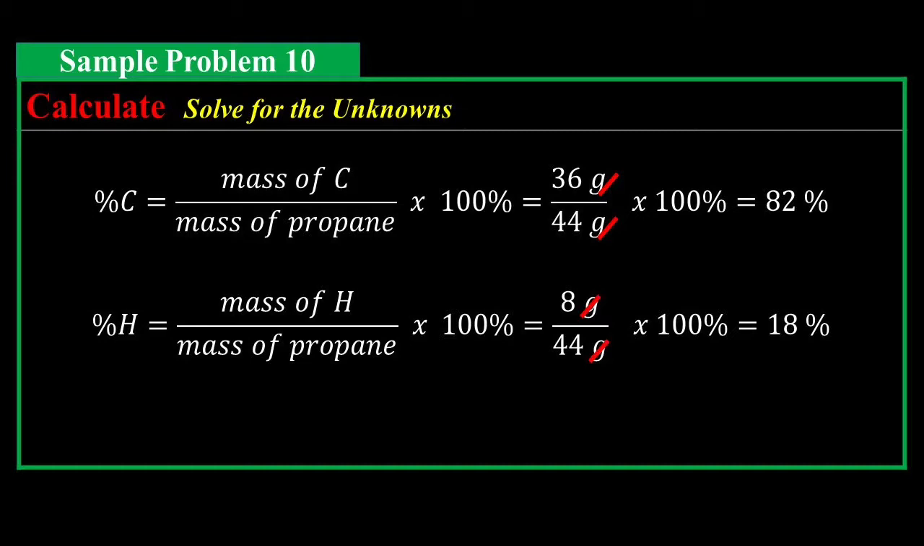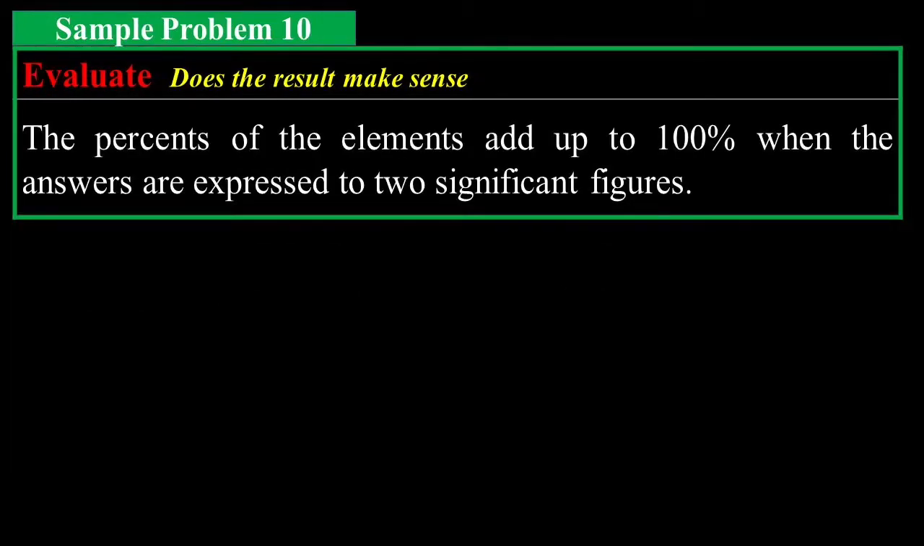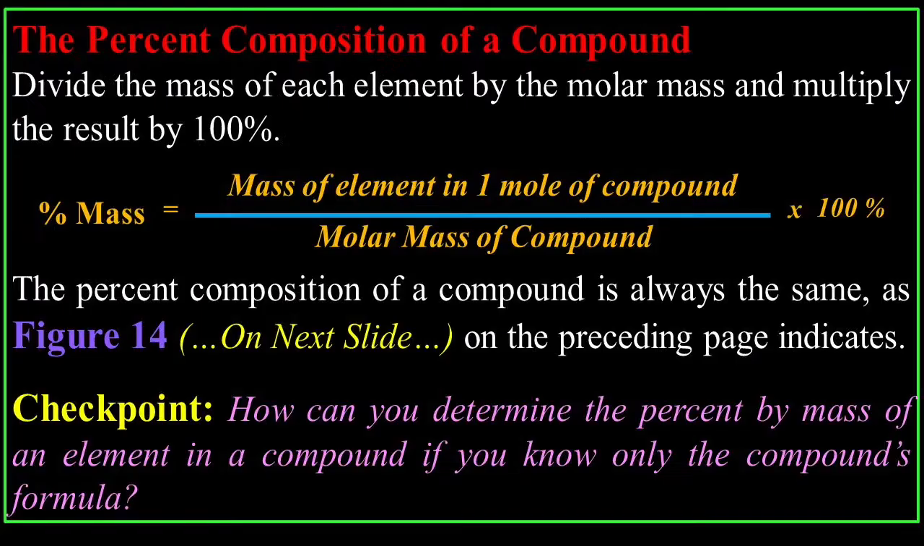So study that problem. That's going to be one of the problems that are going to be on quizzes and tests for this unit. The percents of elements add up to 100% when the answers are expressed in 2 significant figures. Again, 2 significant figures or 3 significant figures, I'm not going to argue with you. It doesn't matter as long as you follow the process. The answer is just a reflection, hopefully, of the understanding you have for the process. Either that or you got lucky in the process and you made a mistake and you have no idea what you did to get the right answer.